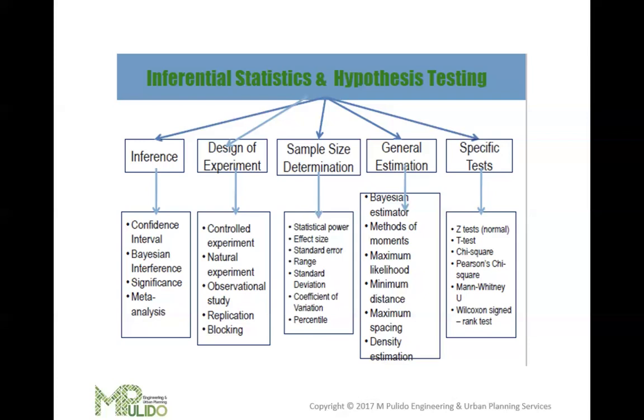Chi-square test is a test for independence or goodness of fit for categorical data. For example, testing if two categorical variables are independent, such as gender and voting preference.